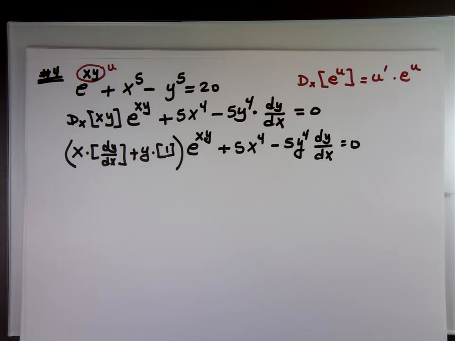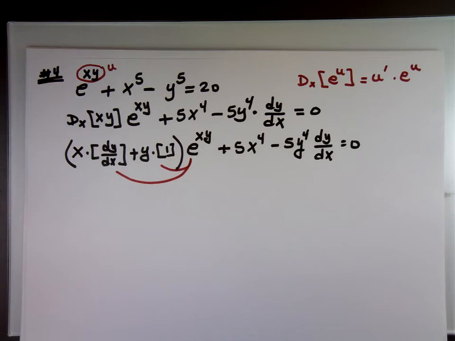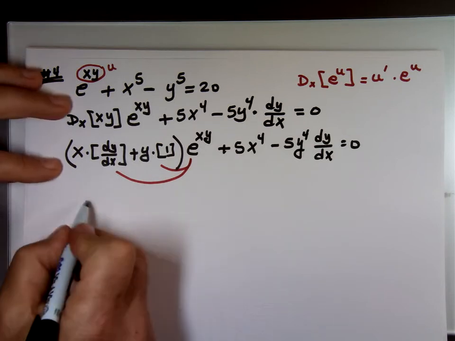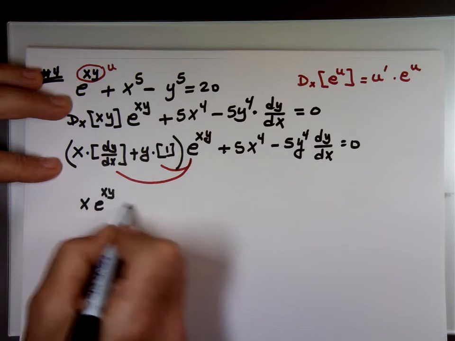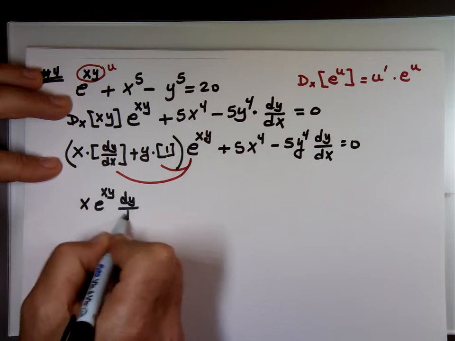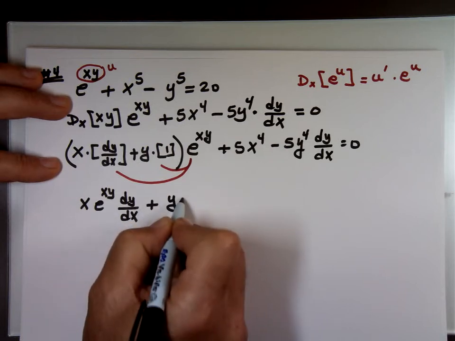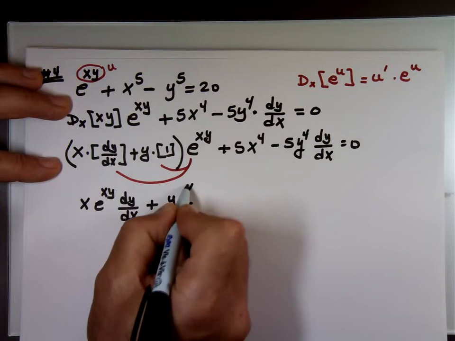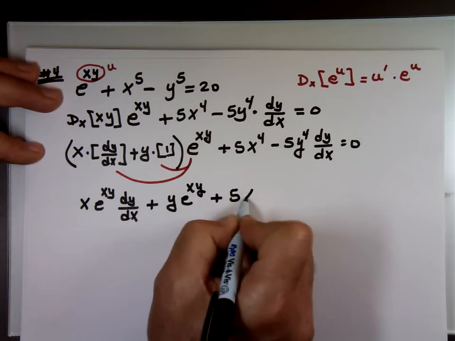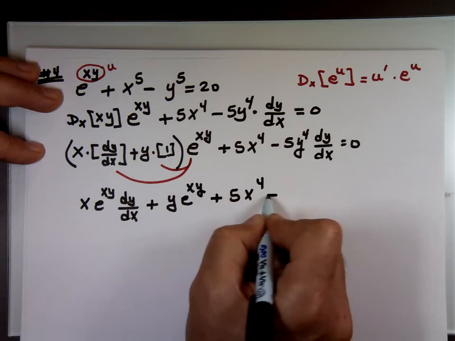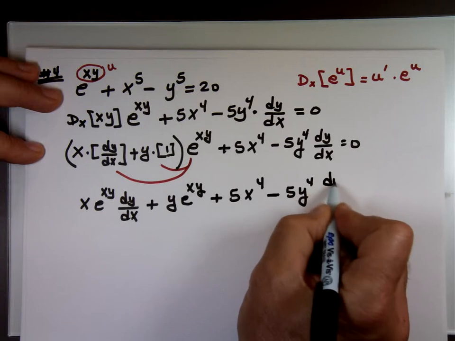Now, if we distribute this one, we will have x e to the power of xy dy dx plus y e to the power of xy plus 5x to the fourth minus 5y to the fourth dy dx.